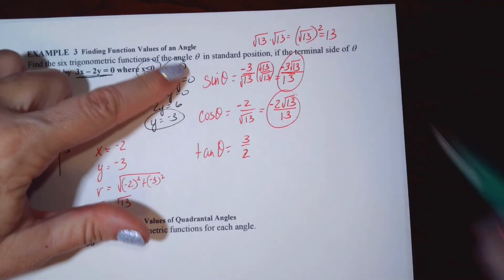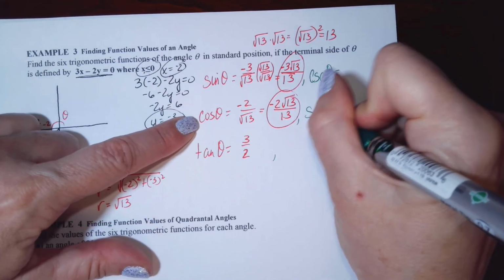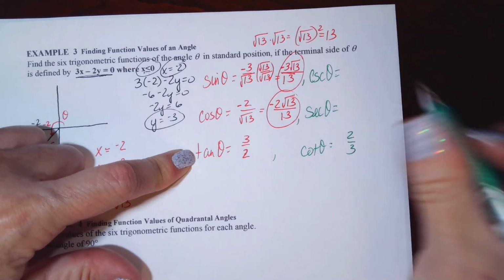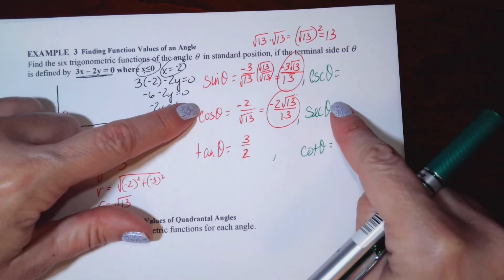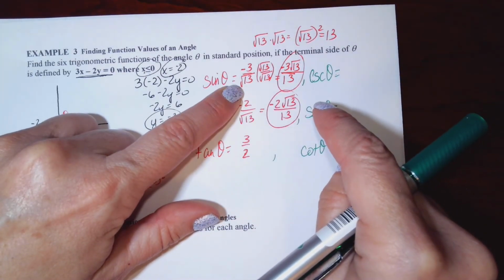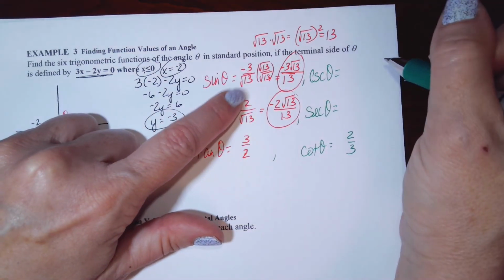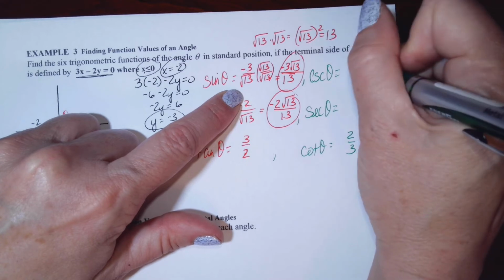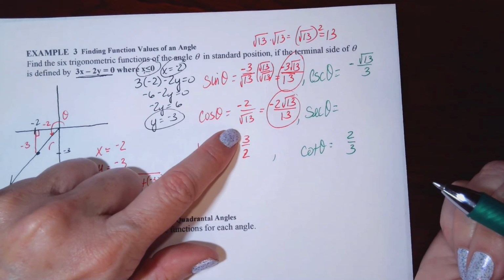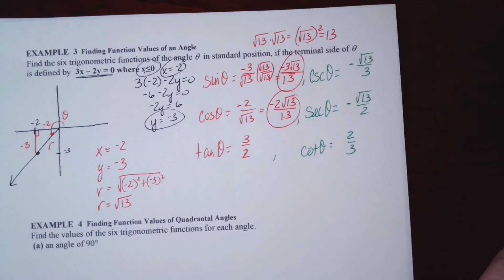Now, when I come back and I do my reciprocal function values, cosecant theta, secant theta, and cotangent theta. Cotangent theta is easy, it's 2/3. But when I do cosecant and secant, the reciprocals of these two, I'm going to look back at my starting place before I rationalized, because flipping this one is a lot easier than having to unrationalize. When I take the reciprocal of what I started with for sine, I have a negative square root 13 over 3. When I take the reciprocal of what I started with for cosine, I have a negative square root 13 over 2. So there's my 6 trig function values.